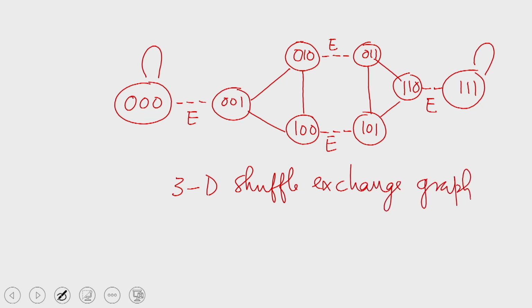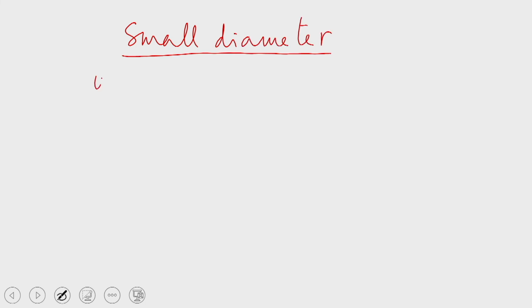This graph also has several nice properties. In particular, it has a small diameter. Let us say we want to go from U1 through UR to V1 through VR on the shuffle exchange graph. There could be several such paths, but we will demonstrate one such path, which is of length order of log n. So, we start from U1 through UR.